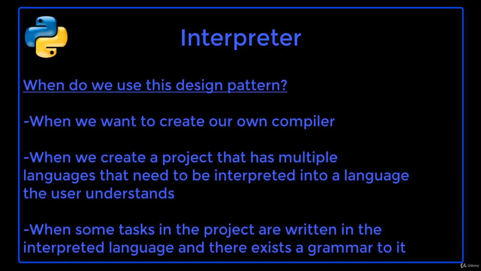When do we use the interpreter pattern? We use this when we want to create our own compiler, when we create a project that has functionalities that need to be interpreted into a language that the user understands, and when some tasks in the project are written in the interpreted language and there exists a grammar to it.